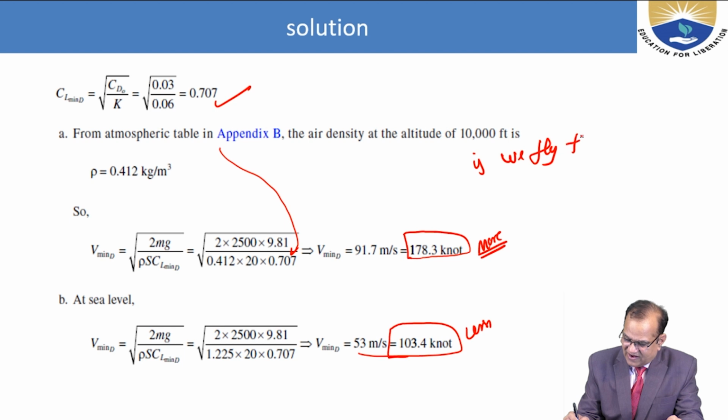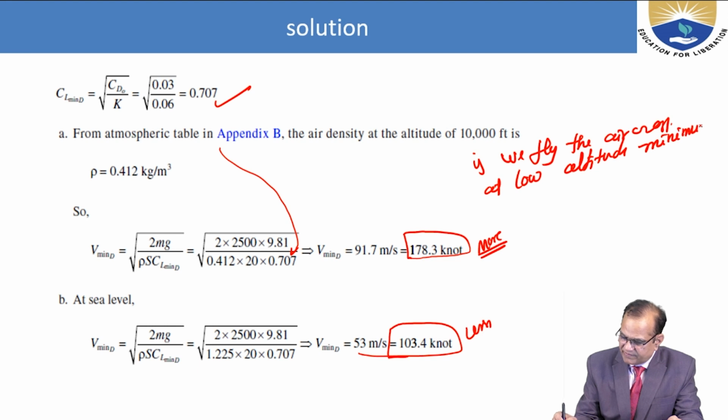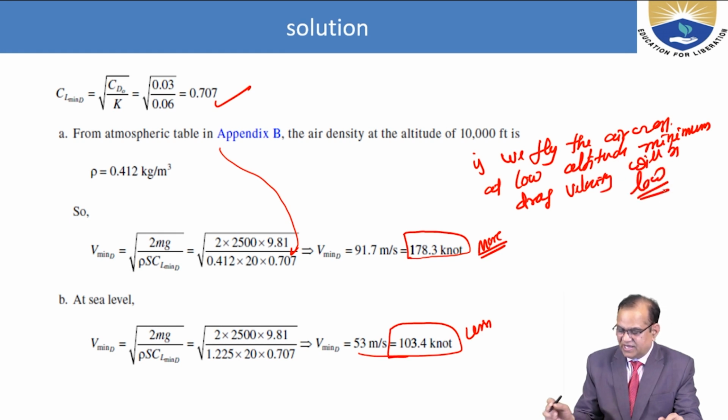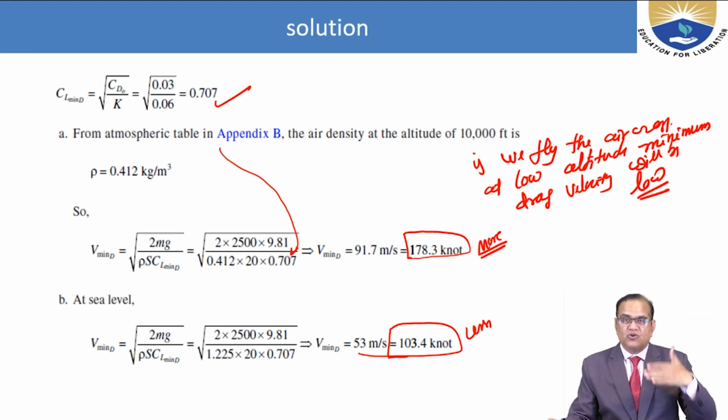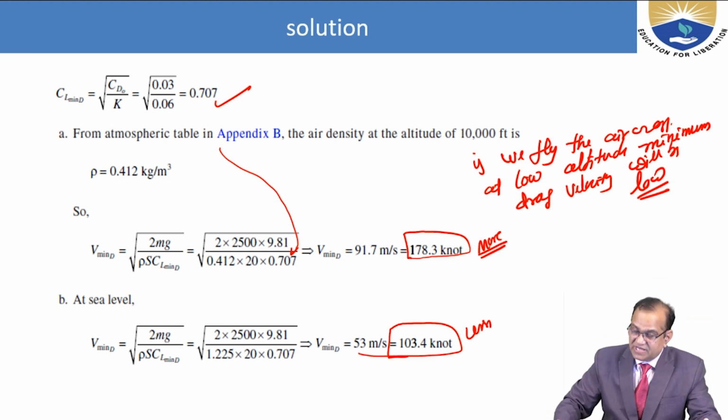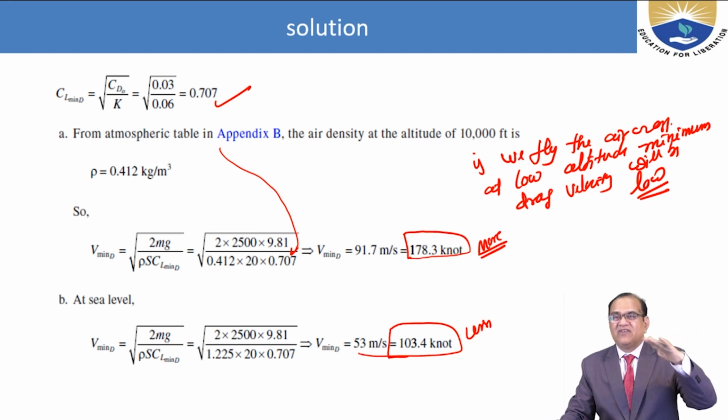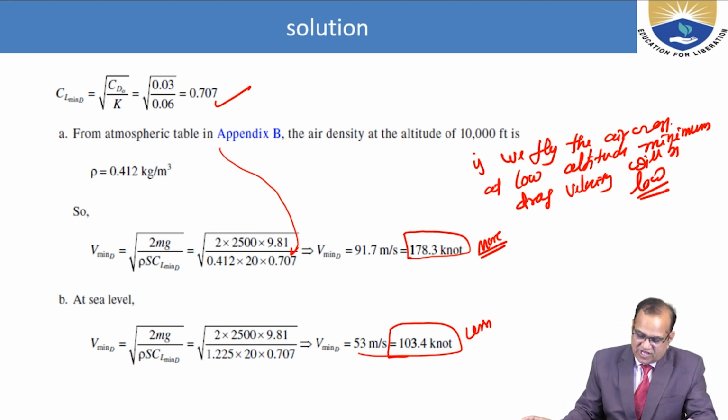So we have to understand that if we fly the aircraft at low altitude, the minimum drag velocity will be low. That is why pilots fly at high altitude, so that their minimum drag velocity will be high, so they can fly at a high speed and they can save fuel for different purposes.